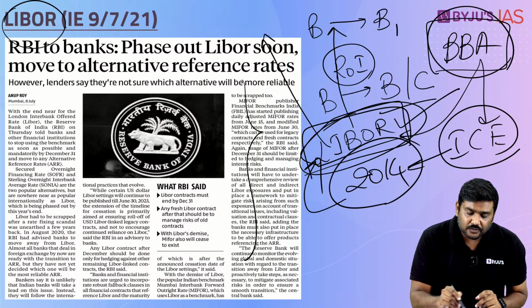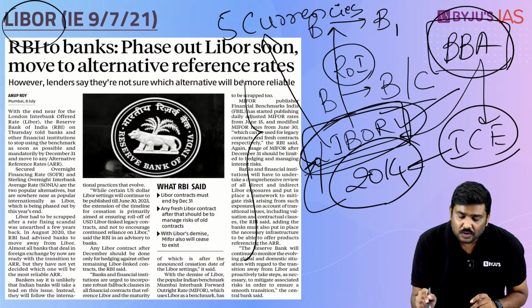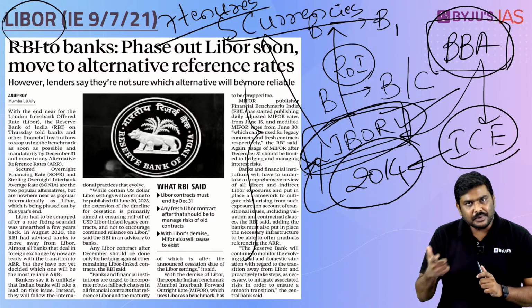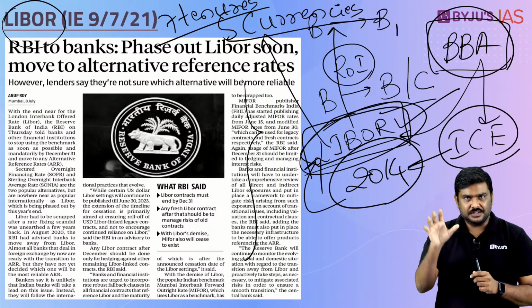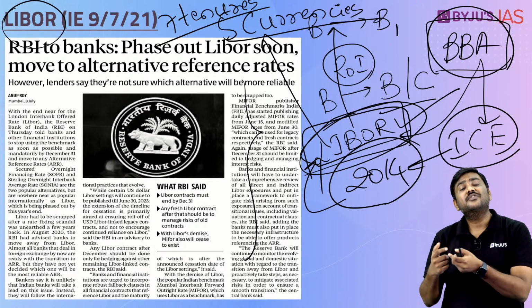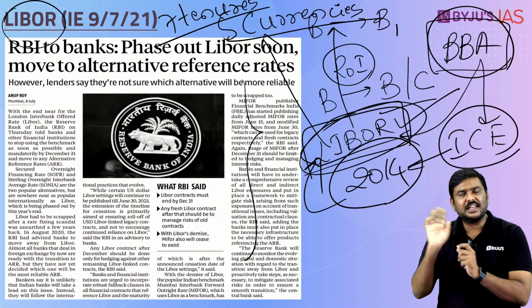LIBOR is calculated for 5 currencies, remember this also, and is calculated for 7 tenures. I repeat, LIBOR is calculated for 5 currencies: US dollar, euro, the British pound, Swiss franc and Japanese yen. These are the 5 currencies for which LIBOR rate is calculated.